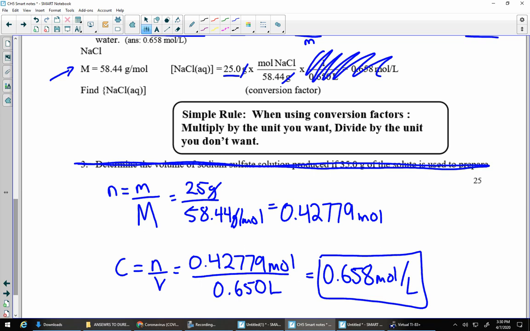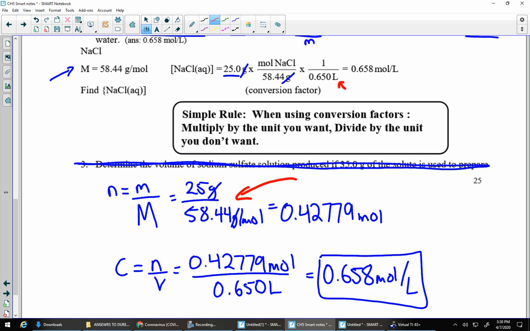That is the exact same thing that we did down below here. We said 25 divided by 58.44, but we got that intermediate answer. But we're not done yet, right? We're not done. So now I've got moles. And now I want to say, okay, well, I don't really want moles. I want moles per liter. So I've got that 650 milliliters or 0.650 liters. I need moles over liters.